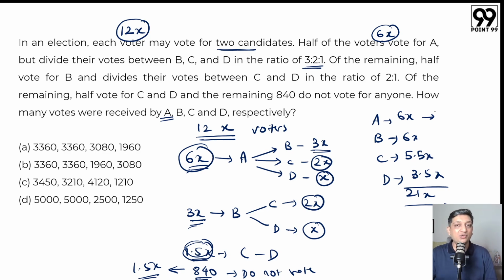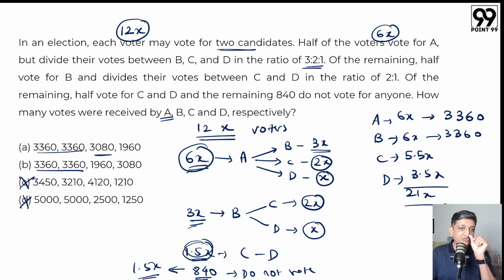So 840 into 4, so 3200 plus 160. The value for A should be 3360. So my options C and D cannot be my answers. B is 6X, which is again 3360. But in both the options, we have 3360 here, so not a problem. This one is what we have to look at.